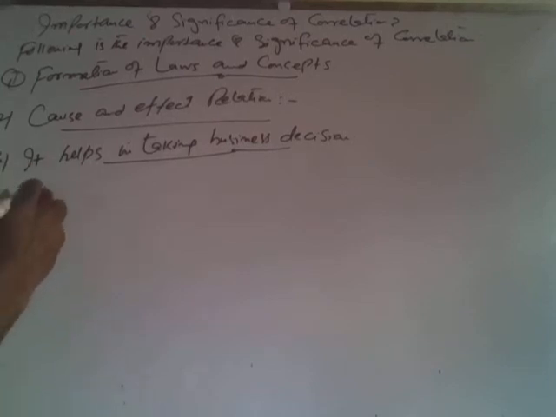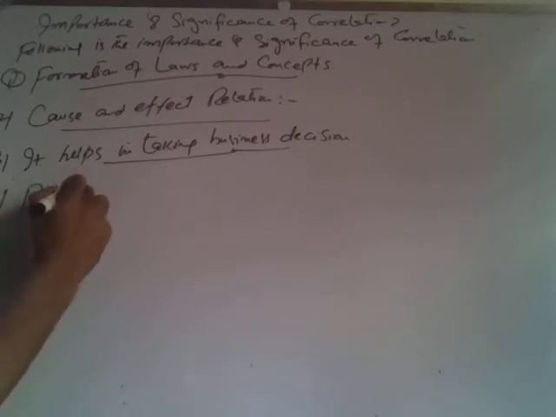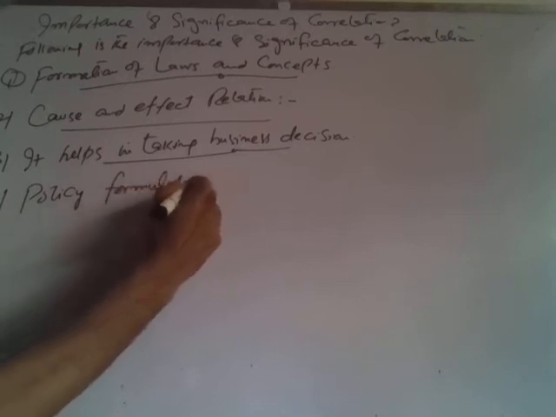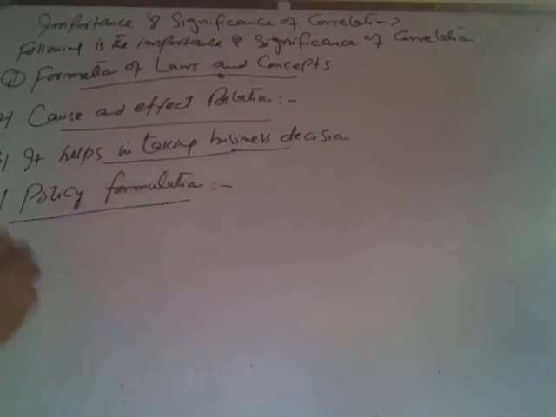Number fourth is policy formulation. To make some economic policies, business policies, budget policies, we analyze different economic variables. It is correlation which helps. So we can say that correlation analysis also helps us in policy formulation.